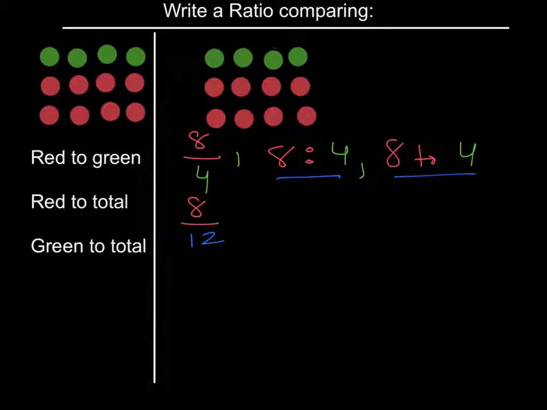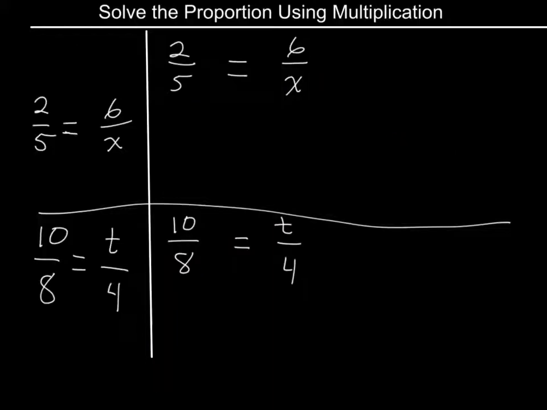And then the last one is the green dots to the total. The green dots to the total would be 4, and then I still have 12. Since it was green to total, the green has to be the top number, and the total number of dots is the bottom number. The order matters in which you write them. Okay, so that's how we write some basic ratios. Now let's take a look at the next part.